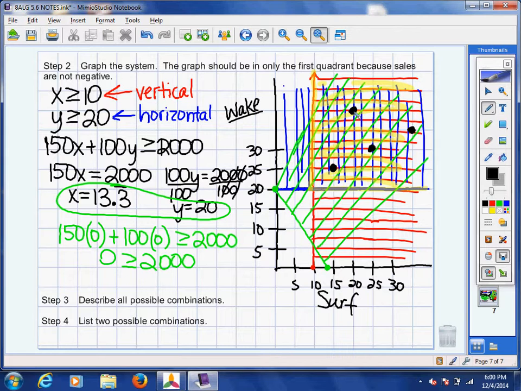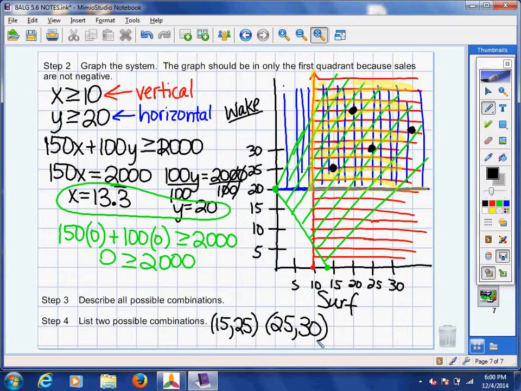So it looks like the name of this first point right here is 15, 25. What that means is if I sell 15 surfboards and 25 wakeboards, I'm going to make more than $2,000 in that month. Okay, because he wants that kind of profit margin. Here's this point right here. That ends up being 25, 30. If I sell 25 surfboards and 30 wakeboards, I will go over my projected budget that I've set for myself, which is $2,000. So you just have to pick 2 numbers out of that triple crosshatch area. That's all you need to do.